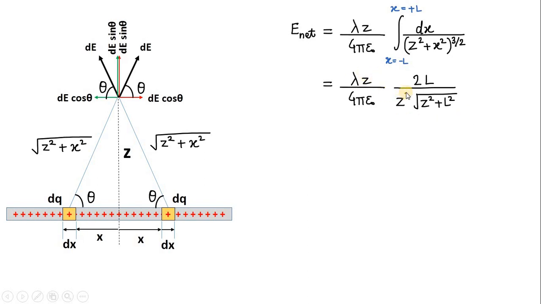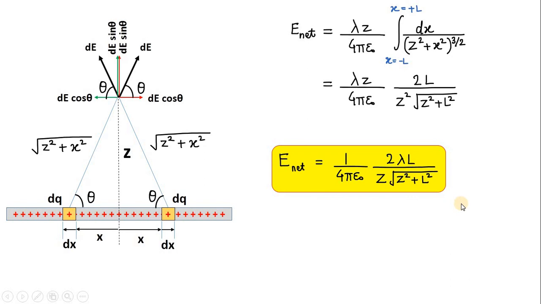Now this z will cancel one of the z from here, and we are getting at the last 1 upon 4 pi epsilon naught, 2 times lambda into L, and z cancels, so 1 z remaining here, and root z square plus L square. This is the final answer of this question. And the direction of this net electric field would be along this perpendicular bisector. It has no components parallel to the rod.